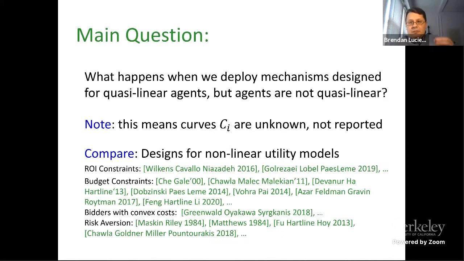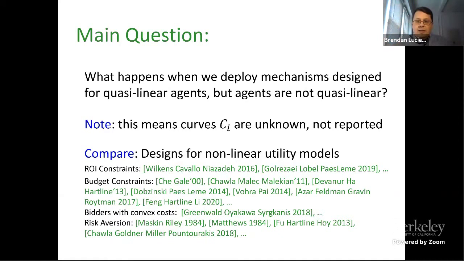These disutility curves, we're thinking of them as being completely unknown, and the mechanism is agnostic to them. We have a mechanism designed for quasi-linear environments. And I want to compare this to a beautiful line of literature looking at designing mechanisms for specific utility models that are non-linear. That's not what we're doing here. We're saying, if I take a mechanism that's truthful if agents are quasi-linear and dump it in this richer environment, what happens?